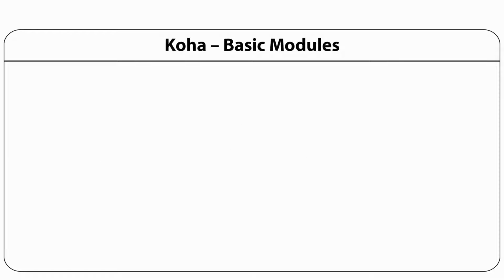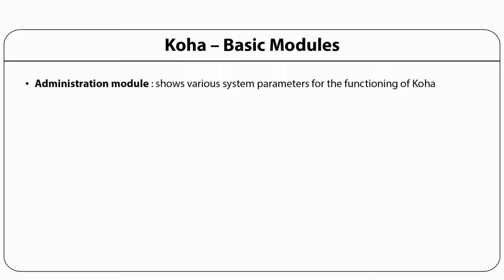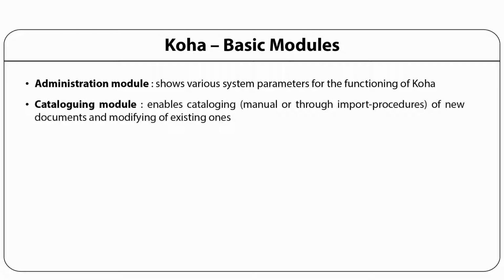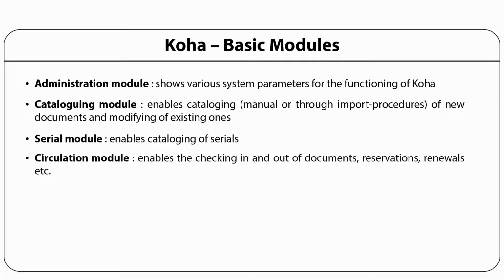The basic modules of Koha include the Administration Module, which shows various system parameters for the functioning of Koha. It has the Cataloging Module, which enables cataloging through manual or import procedures of new documents and modifying the existing ones. It has the Serial Module, which enables cataloging of serials. It has the Circulation Module for the checking in and out of the documents, and for reservations and renewals.